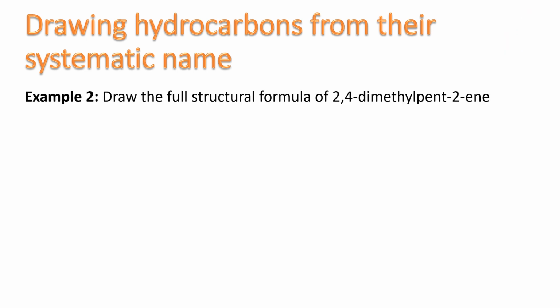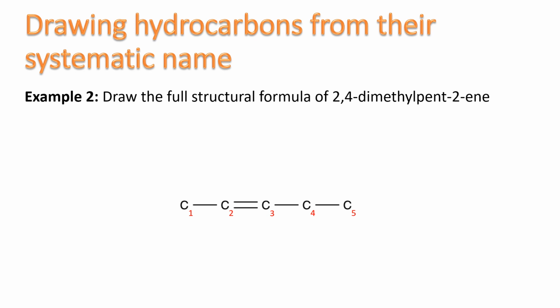Let's do another example. This time we're asked to draw the full structural formula of 2,4-dimethyl-pent-2-ene. So our first step is to draw our carbon chain of our parent hydrocarbon, and that is pent-2-ene. So pent tells us there are 5 carbon atoms, ene tells us there's a carbon-to-carbon double bond, and the 2 tells us that it's on the second carbon. So we now number our carbon chain, and we need to number it so that the double bond starts on carbon number 2.